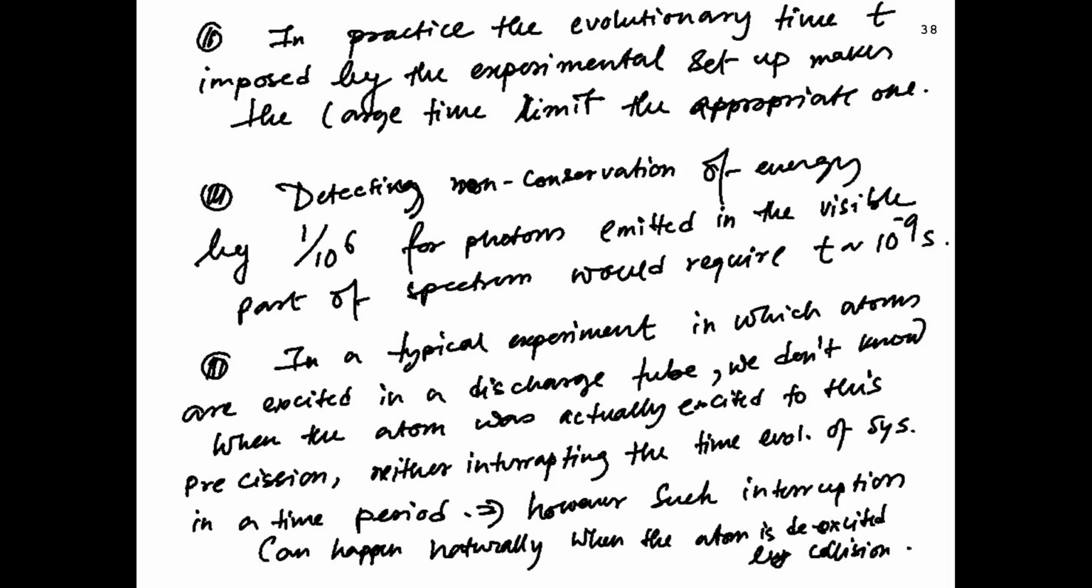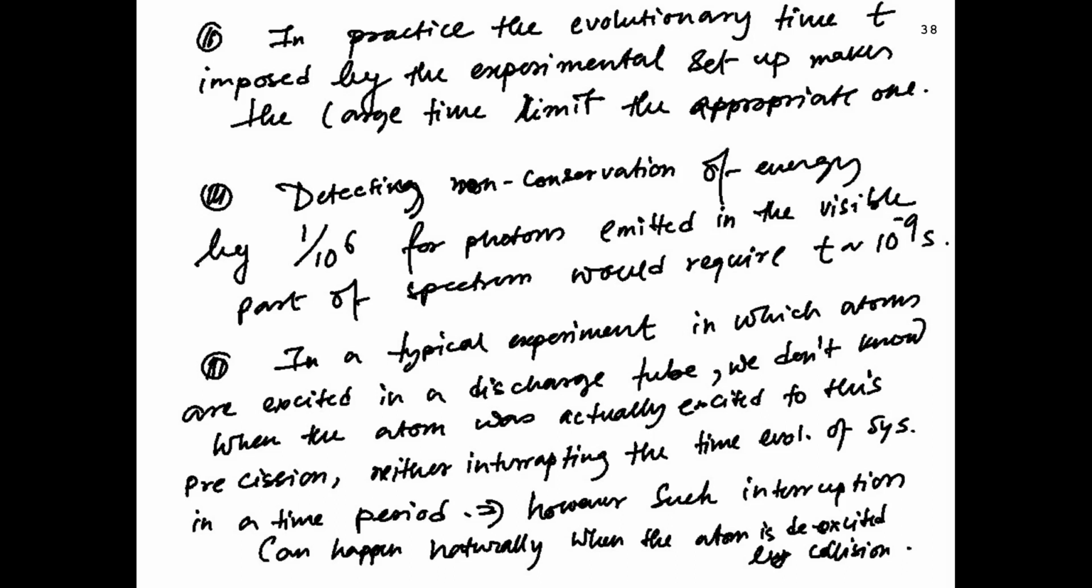Here are some number estimates. If you want to detect a state transition which doesn't conserve energy, with a detection probability of about 1 in 10⁶ for photons in the visible part of the spectrum, you can estimate that the time required is 10⁻⁹ second. So that is the short time scale. If you wait longer, if your experimental probe is longer, then you won't see these; the only transitions you will observe are energy-conserving transitions.